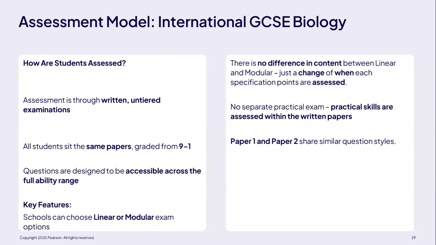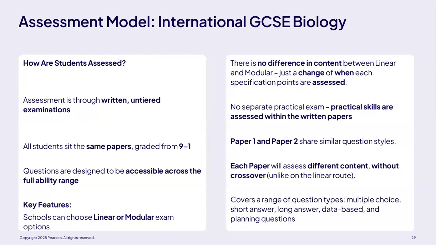Paper 1 and paper 2 share similar question styles. They will each assess different content without any crossover. This is one of the changes from the linear route. You know exactly which content, which area of content will be on which exam paper. And on both papers, you will find a range of question types, including multiple choice, short answer, long answer, data-based and planning questions. And there will be a similar distribution of the different types of questions on all exam papers.